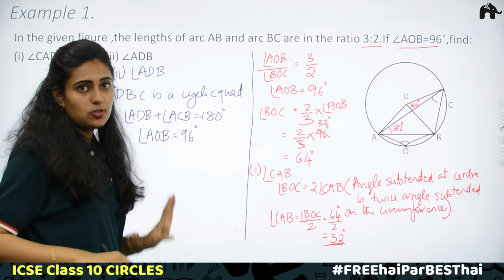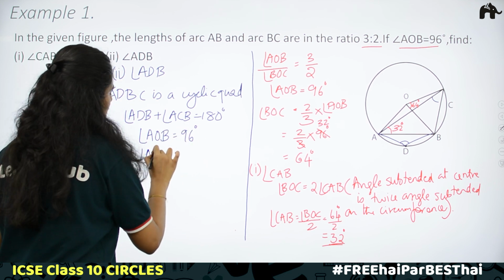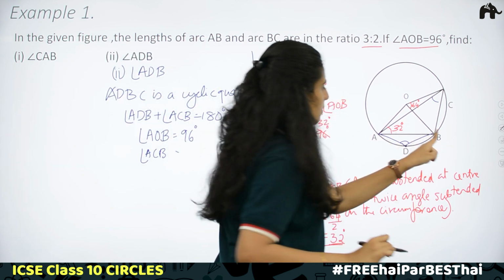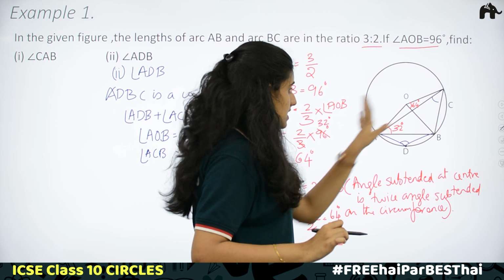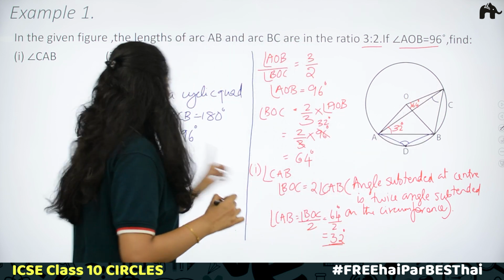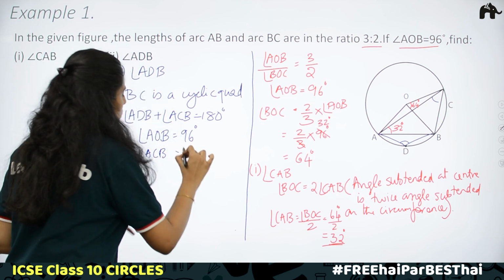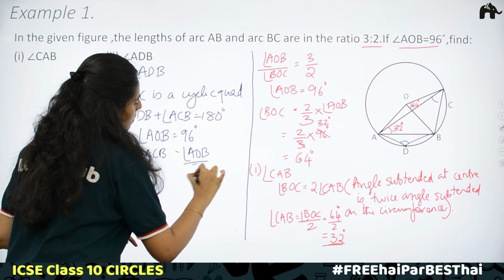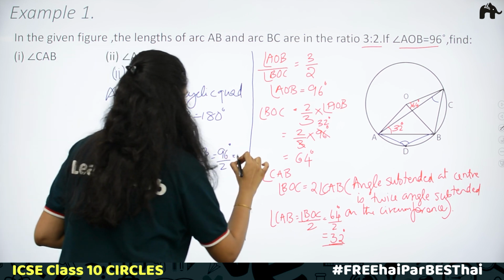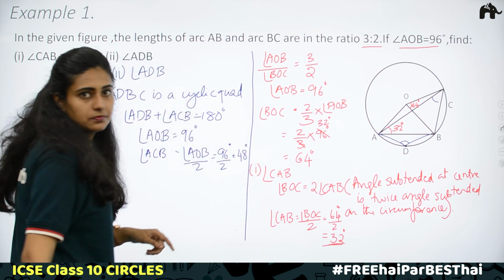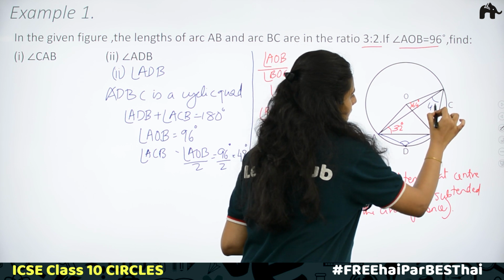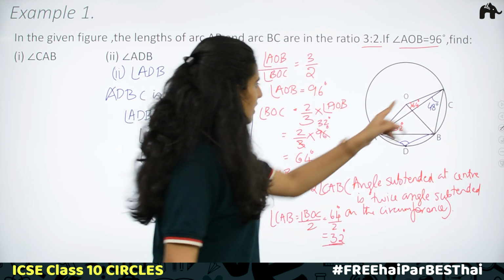If AOB is equal to 96 degrees, then what is ACB? AOB and ACB are subtended by the same chord AB. AOB is subtended at the center and angle ACB is subtended at the circumference of the circle. Therefore, angle ACB will be equal to angle AOB divided by 2, that is 96 degrees by 2, which is equal to 48 degrees. ACB is 48 degrees. We got ACB.